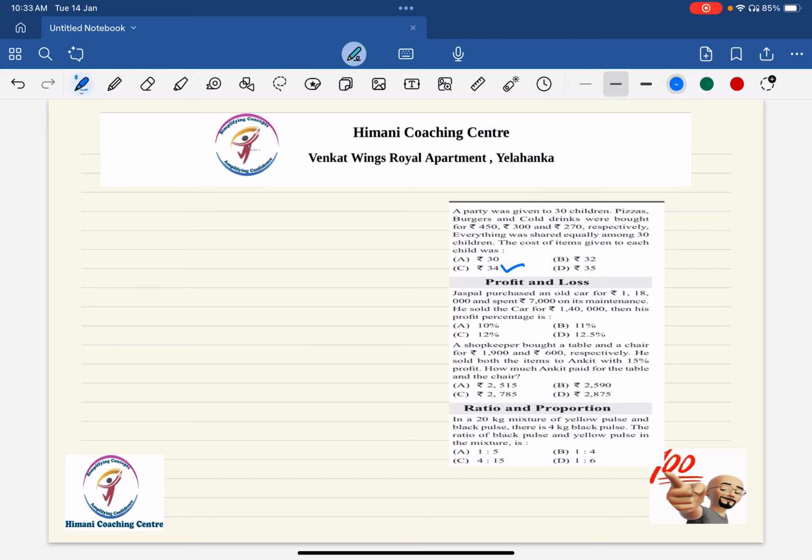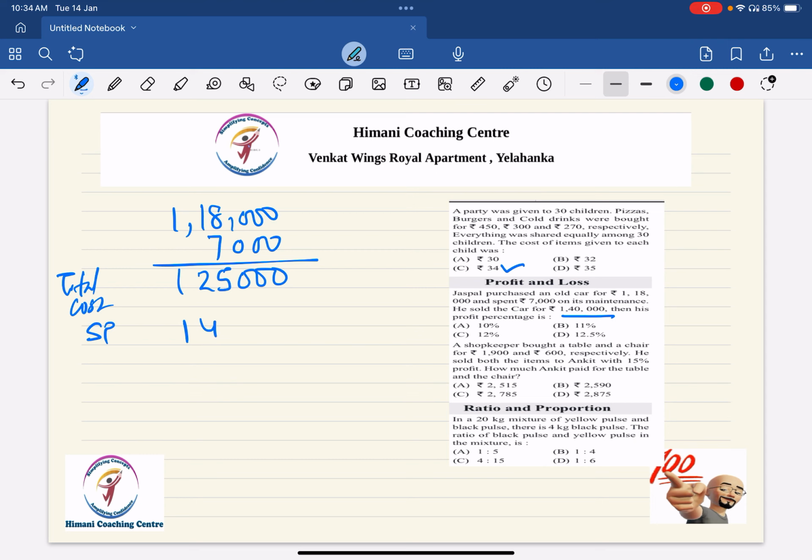It says Jaspal purchased an old car for 1,18,000. Let me write this down. 1,18,000 and spent 7,000 on its maintenance. So 7,000 he spent on maintenance. So what is his total cost of buying the car? Total cost would be 1,25,000. Then what does he do? He sold the car for 1,40,000. So selling price is 1,40,000. Obviously he has made a profit because his selling price is more than his total cost price.